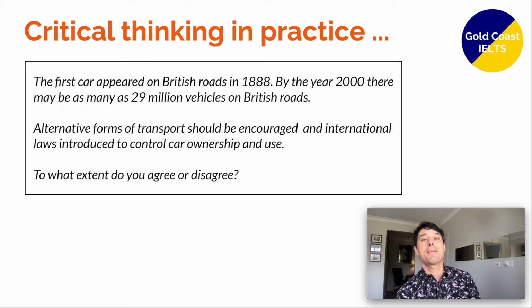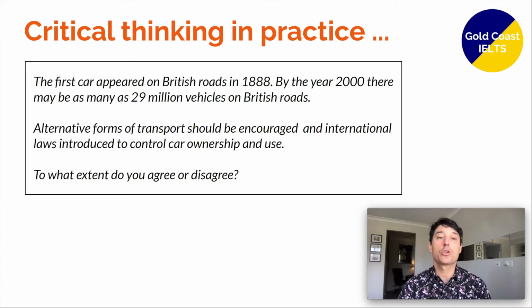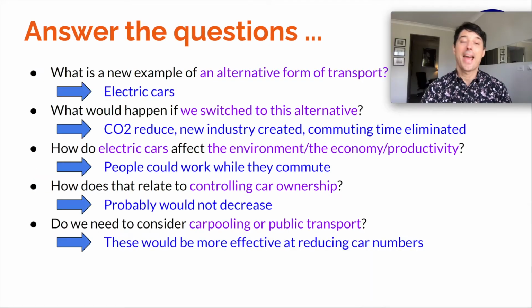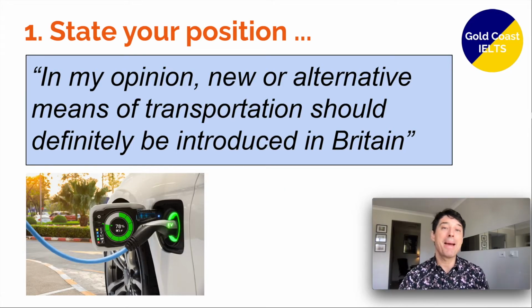So let's use the same question from part 1, critical thinking, about British roads. Let's read it. The first car appeared on British roads in 1888. By the year 2000, there may be as many as 29 million vehicles on British roads. Alternative forms of transport should be encouraged and international laws introduced to control car ownership and use. To what extent do you agree or disagree? And if you remember from last time, we did answer those questions. So you could just pause it now and do a little recap before moving on if you like. Okay, so now let's move on and make all 7 of those sentences for the body paragraph.